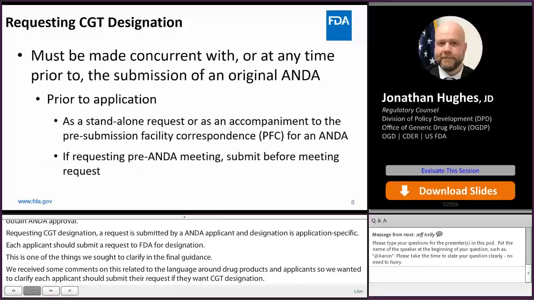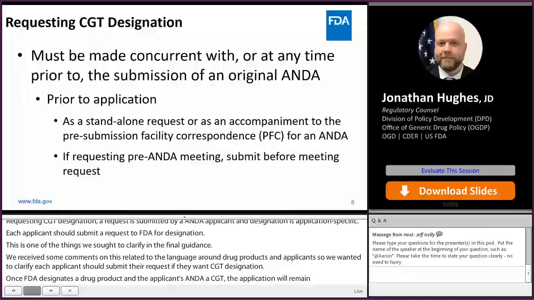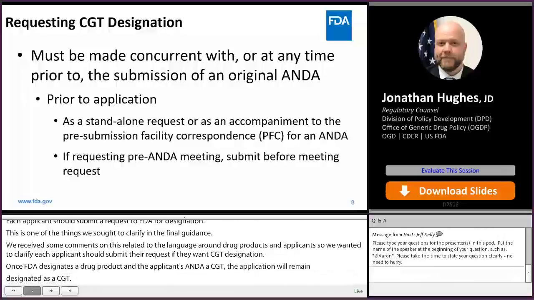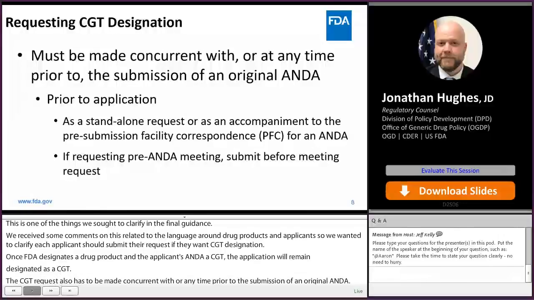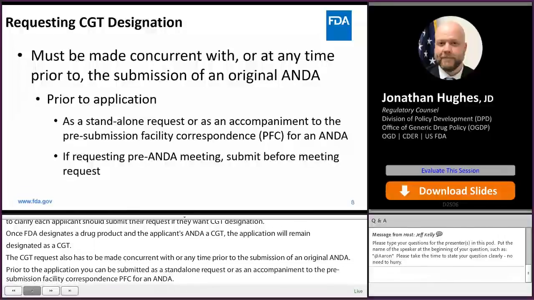The CGT request also has to be made concurrent with or any time prior to the submission of an original ANDA. Prior to the application, it can be submitted as a standalone request or as an accompaniment to the pre-submission facility correspondence, PFC, for an ANDA. If you're requesting a pre-ANDA meeting, we recommend submitting before the meeting request.